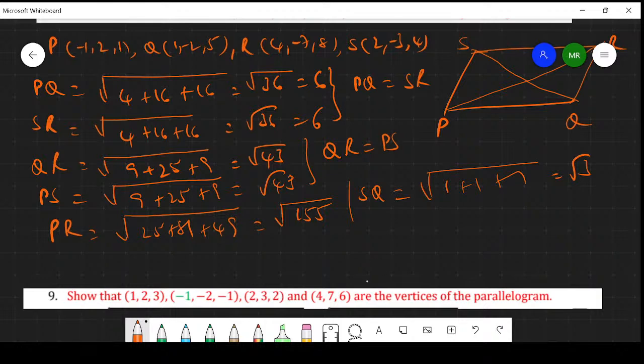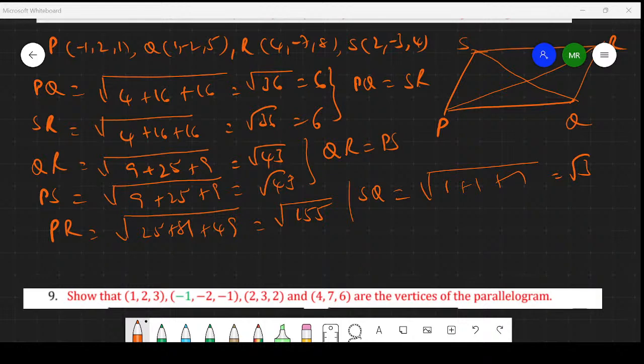Please verify that. Sometimes we may make mistakes in the simplification. That is important. You should be careful when you are doing any simplification. Everyone should be careful. You can verify that we got it: diagonals are not equal.